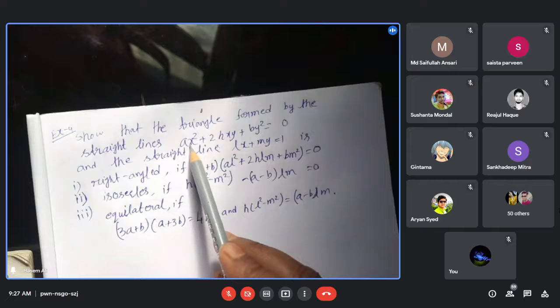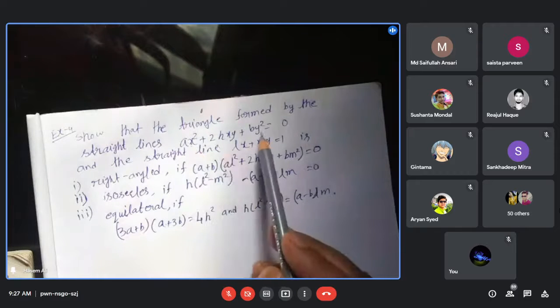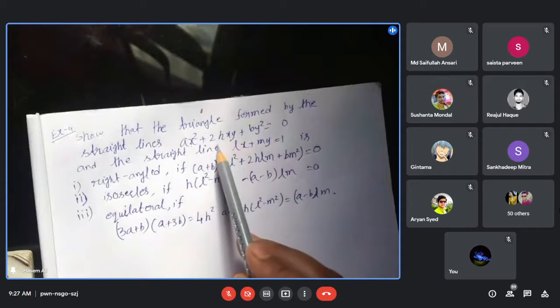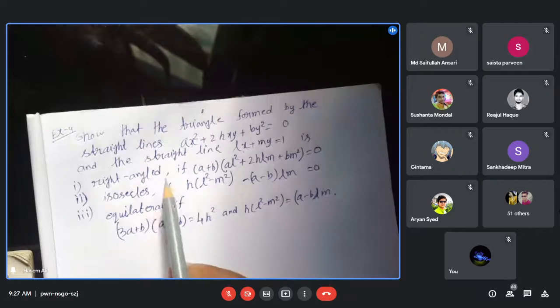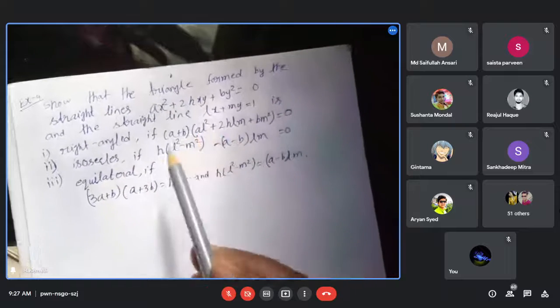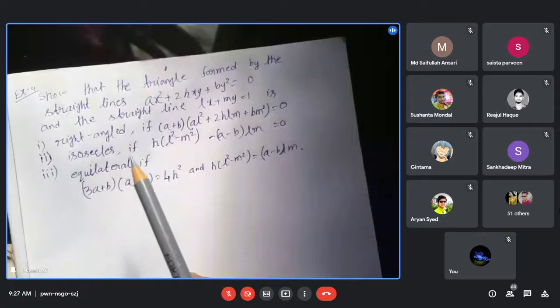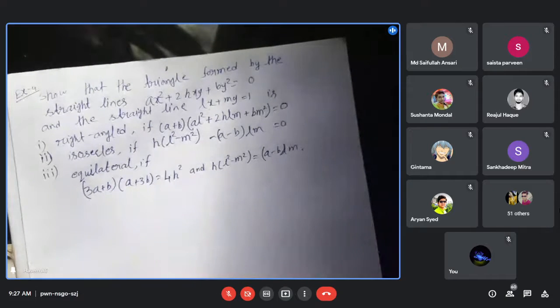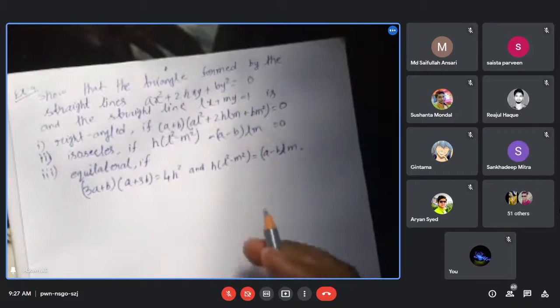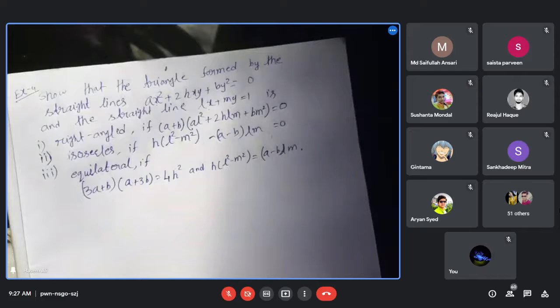This pair of straight lines, ax square plus 2hxy plus by square, means there are two straight lines, and then the third straight line. Then the triangle formed by these three straight lines will be right angled if this condition holds. Will be isosceles, that means two sides are equal, if this condition holds, and equilateral, that means all the three sides are equal by length. Also, the angles will be the same. Then these two conditions will hold. Okay.